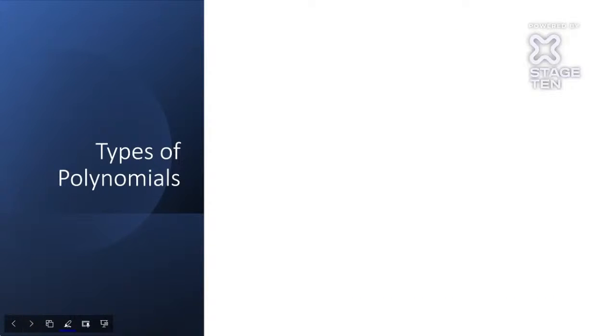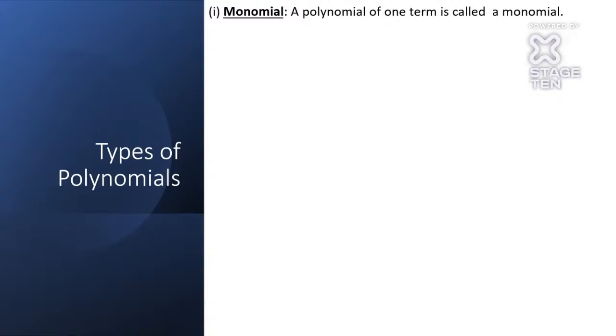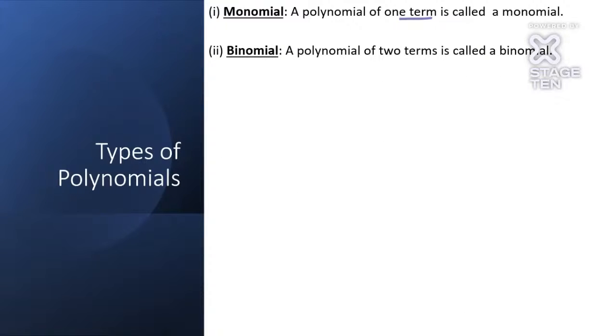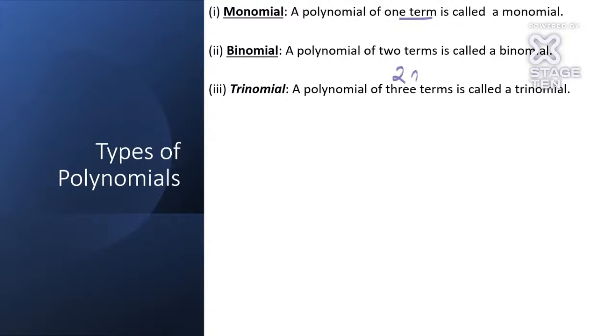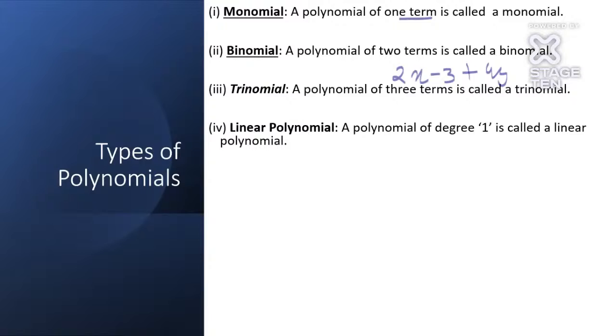Now, what are the types of polynomials based on terms and degree? A monomial has only one term. A binomial has two terms, like 2x plus 1. A trinomial has three terms, like 2x minus 3 plus 4y. Now, based on power, this was based on the terms.